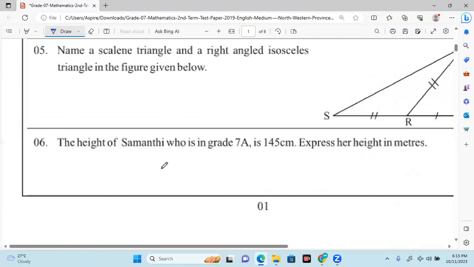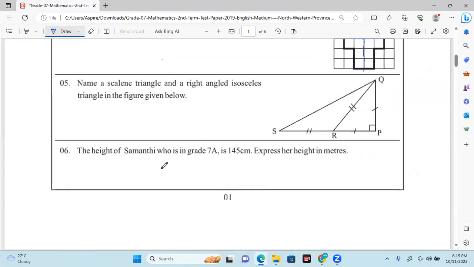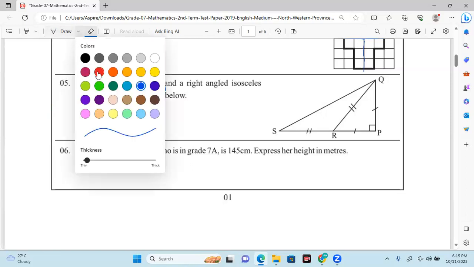Name a scalene triangle and a right angle isosceles triangle in the figure given below. What are the scalene triangle and right angle isosceles triangle? What are these words? Do you know? Scalene triangle. If you can't remember the meaning of these words, you should have learned them in school.